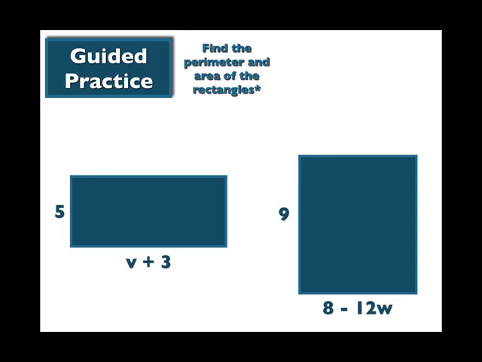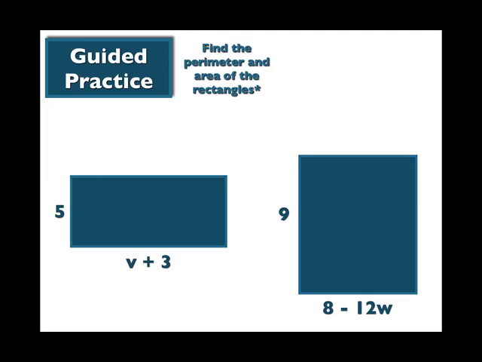Okay, now we're going to combine everything we've done today with the distributive property and combining like terms into a little bit of geometry. So we have two rectangles. Please take a second and copy these onto your paper. Make sure you put the dimensions. And we're being asked to find the area and the perimeter of the rectangles.